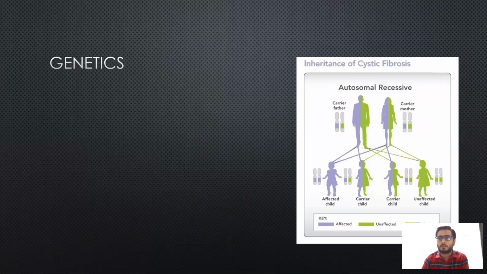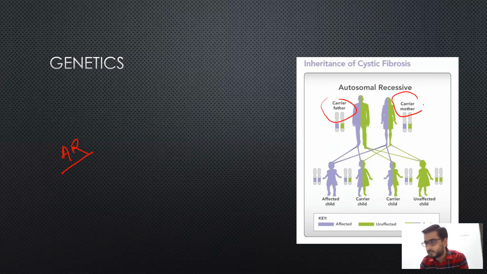Now, coming to the genetics, it is an autosomal recessive disorder. This is a very commonly asked question in NEET PG and other competitive exams, and in FMG. So what does autosomal recessive disorder mean? We have a carrier father and a carrier mother. It means each of them has a single gene of cystic fibrosis.